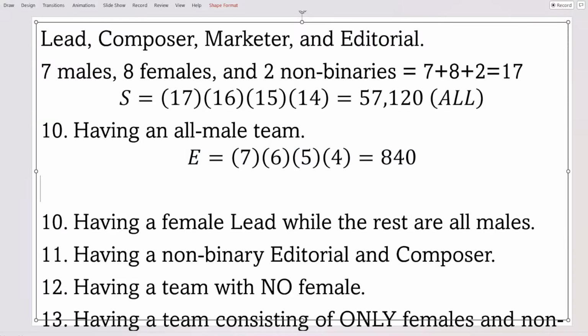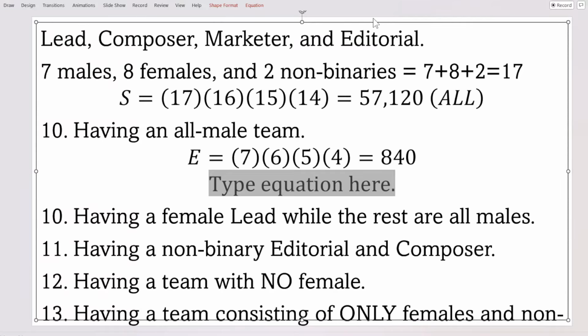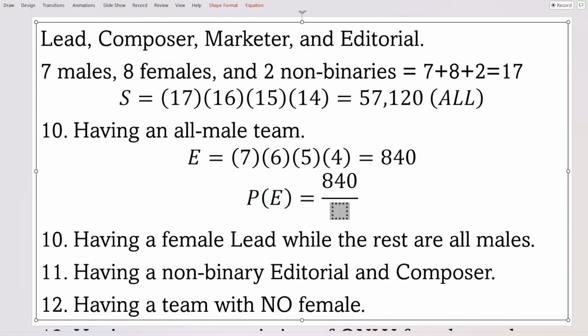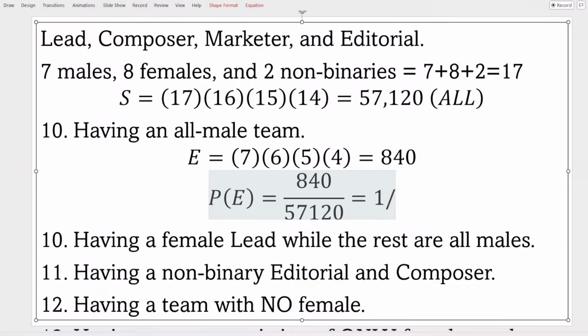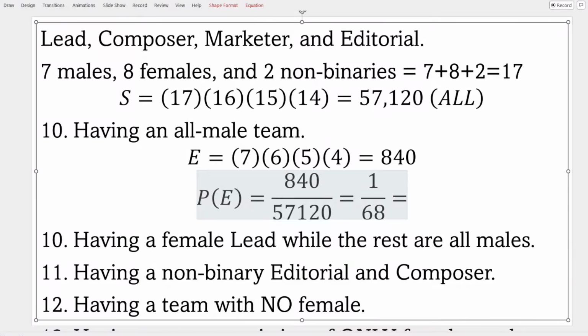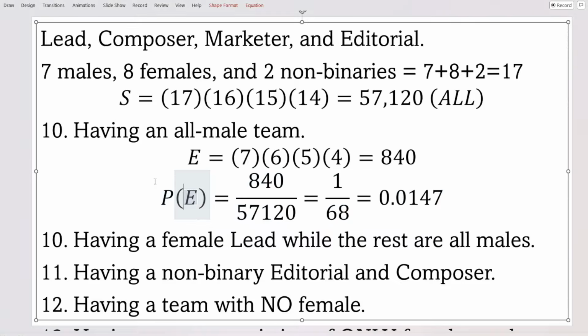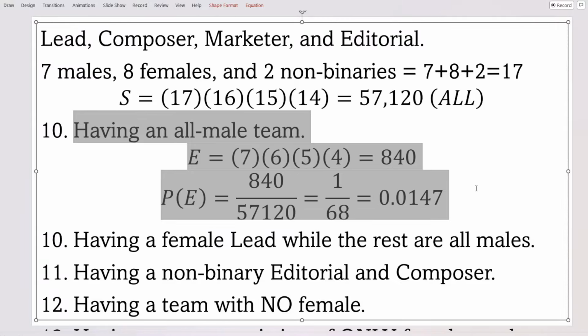And to get the probability, again, it's still the same. The probability is just the number of events that you have divided by all the events, 57,120. So let me just put this in my calculator. The lowest term here is 1 over 68. In decimal, this is 0.0147. This is the answer to this problem where you have an all-male team.